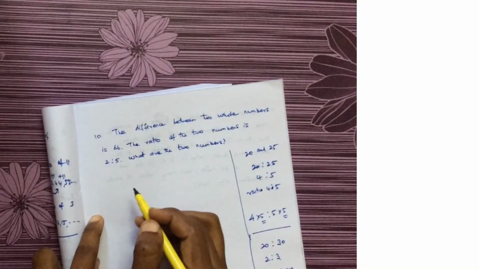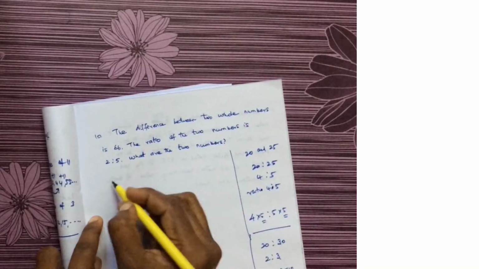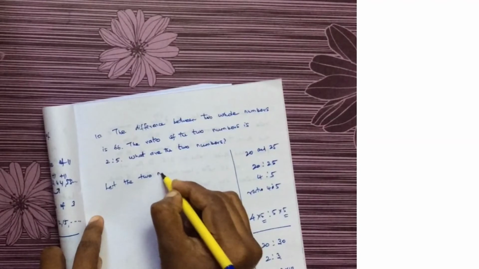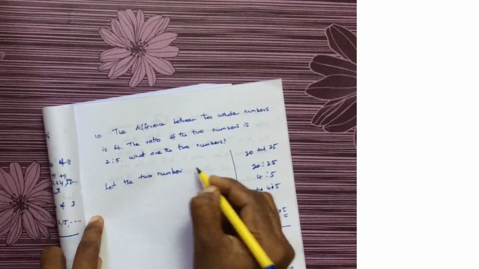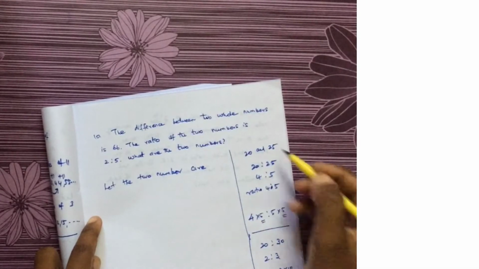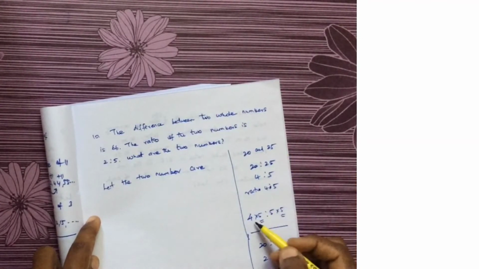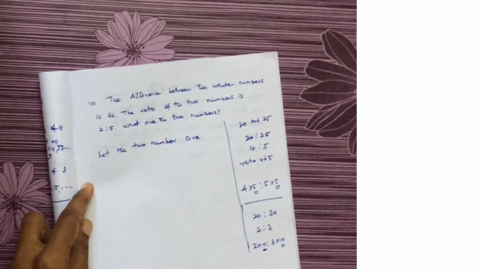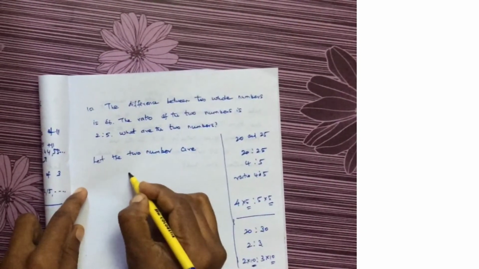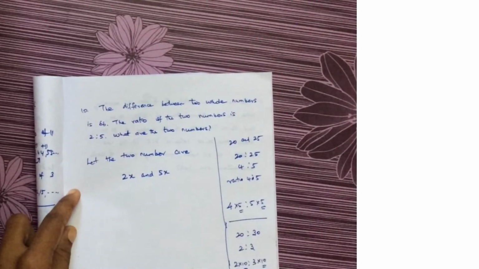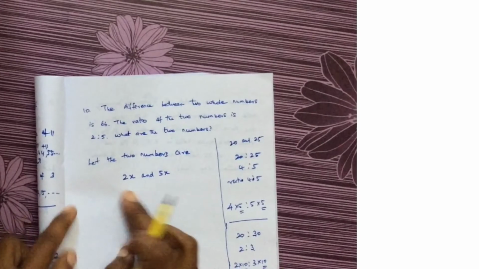So let me take the number as x. Let the two numbers be... so from the ratio, if you want to get the original number, you have to multiply the ratio by the same number. I don't know what the number is here, so I am keeping that as x. Two numbers are 2x and 5x. Okay, two numbers are 2x and 5x.